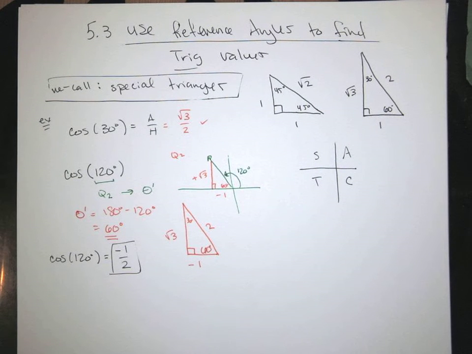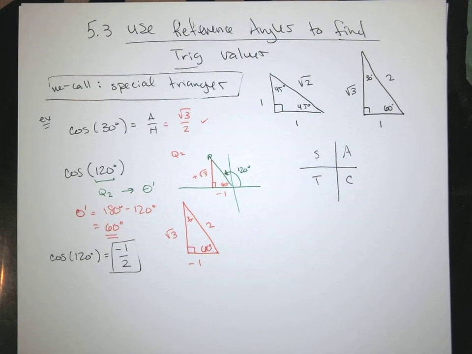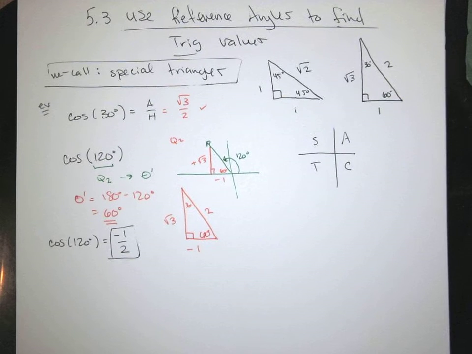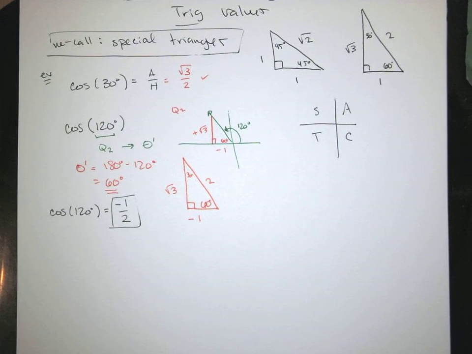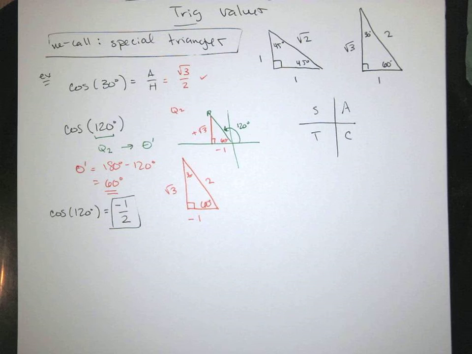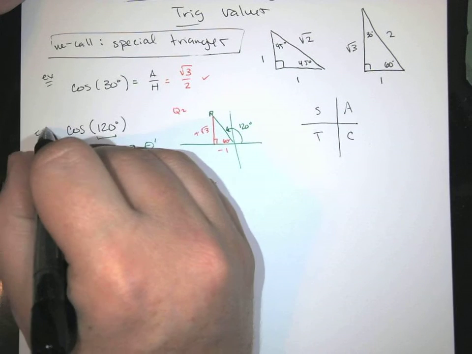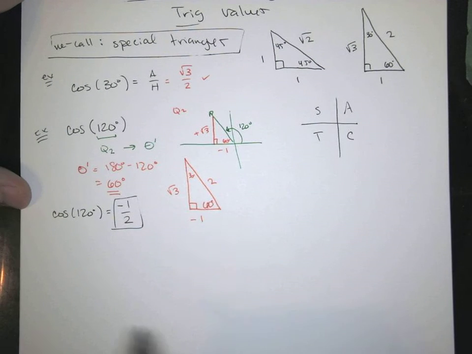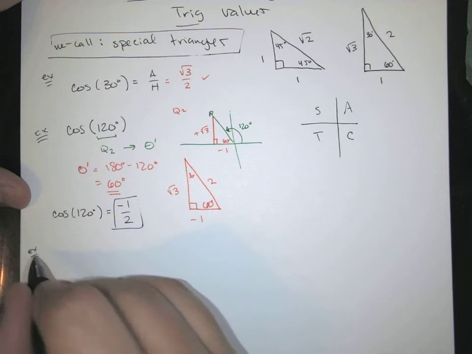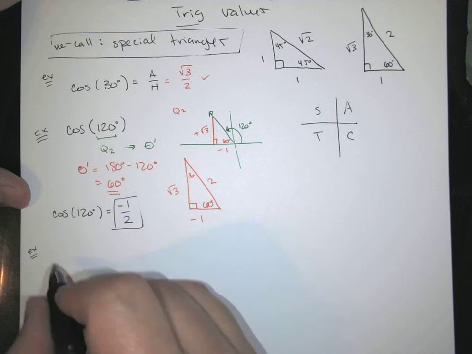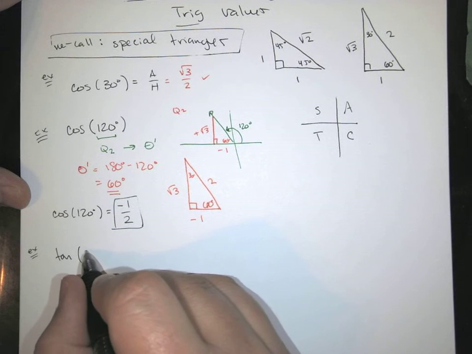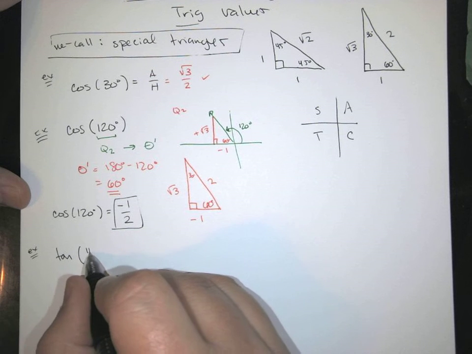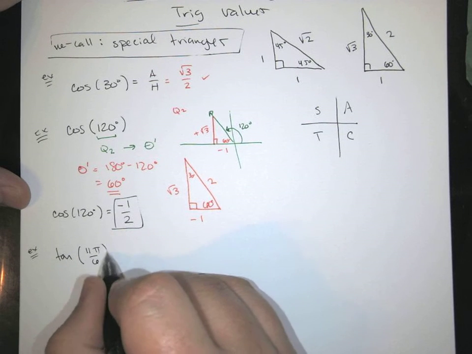A little bit of work, right? But it's definitely doable. We're putting almost everything that we did so far together in this one problem. It's a real culmination of all the work we've been doing so far. Let's do a couple more. Let's do a radians one. So how about tangent of, I don't know, 11 pi over 6, something like that.